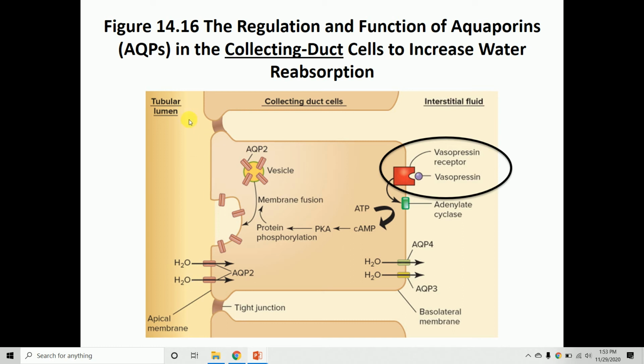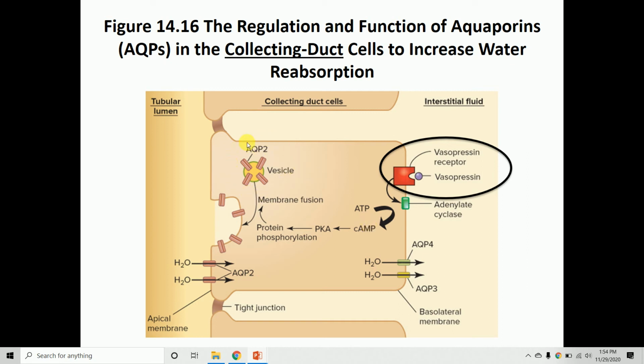So we'll take a look at what happens on the collecting duct. So there again is the tubular lumen. These are the epithelial cells of the collecting ducts, and that is the receptor for ADH. Remember, ADH is also known as vasopressin. When ADH attaches to a receptor, it activates the adenylate cyclase enzyme that increases the cAMP as a second messenger.